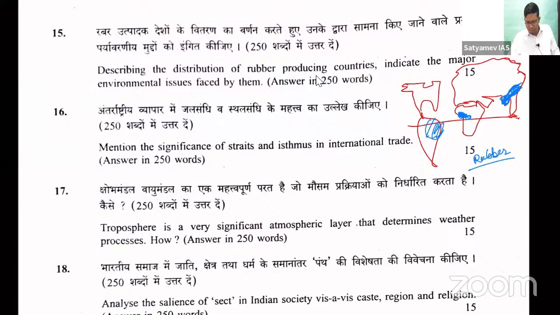Environmental issues faced by them even. So environmental issues because of them or faced by them? Both. Environmental issues associated with them. Faced by them means what? It is faced by them because of the backward linkage and because of the forward products which are there. Those are also environmental issues which are faced by them.